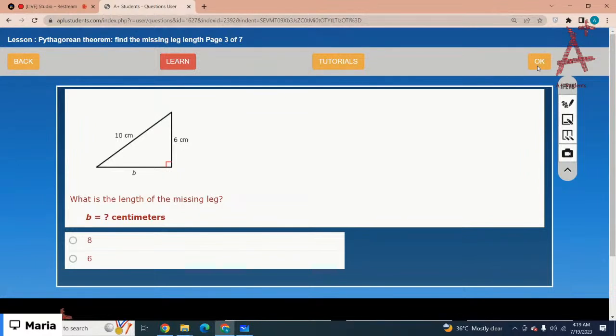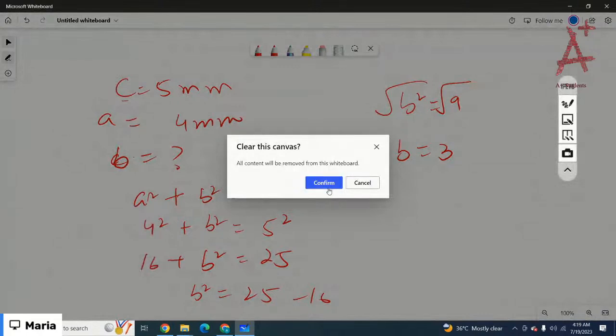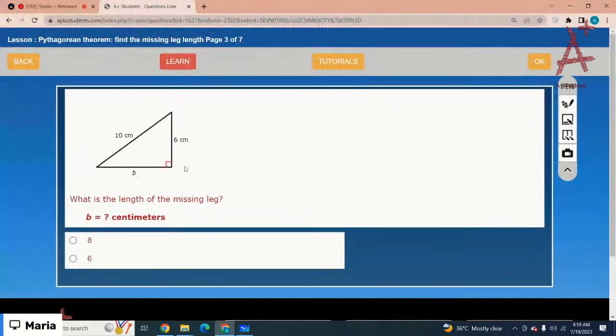Okay, the next one is, what is the length of the missing leg? You can see you are given the hypotenuse and the length of a leg, you can calculate the other one. So it would be 10 centimeter and 6. You have to calculate the b. C is 10, to calculate b, and A is 6.